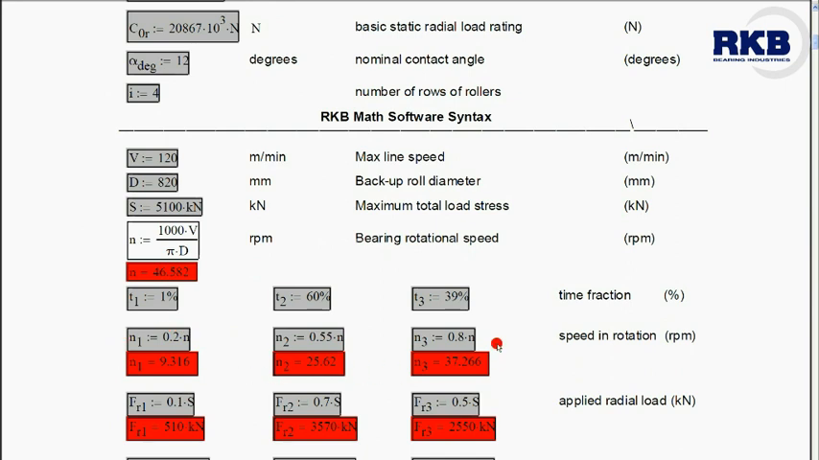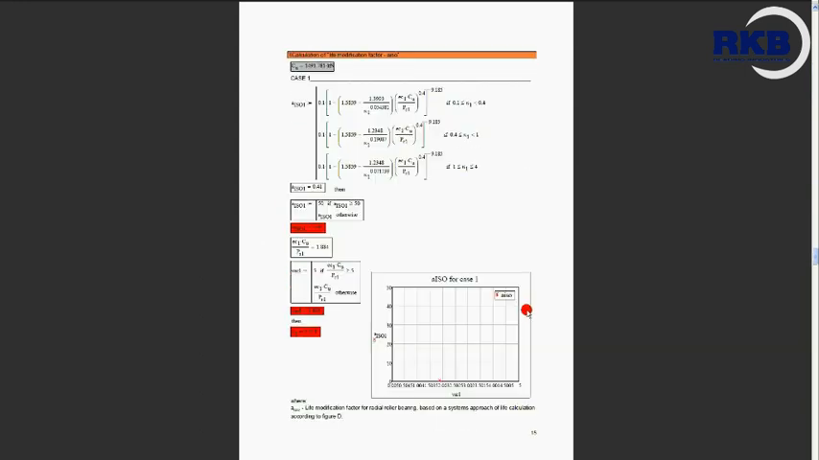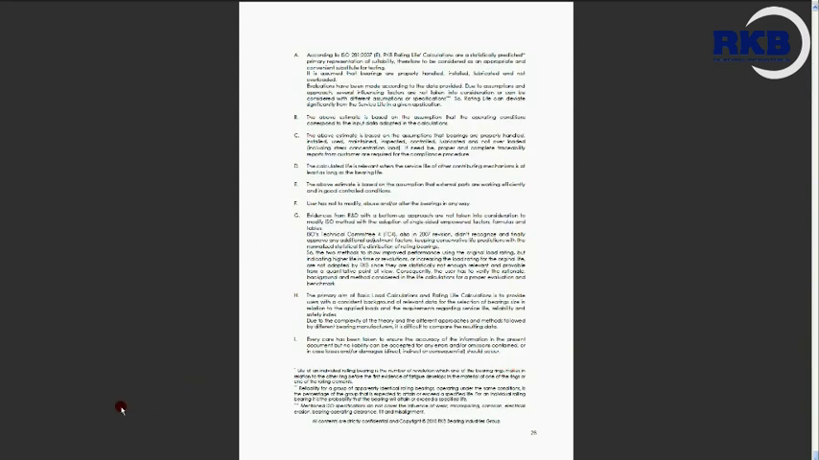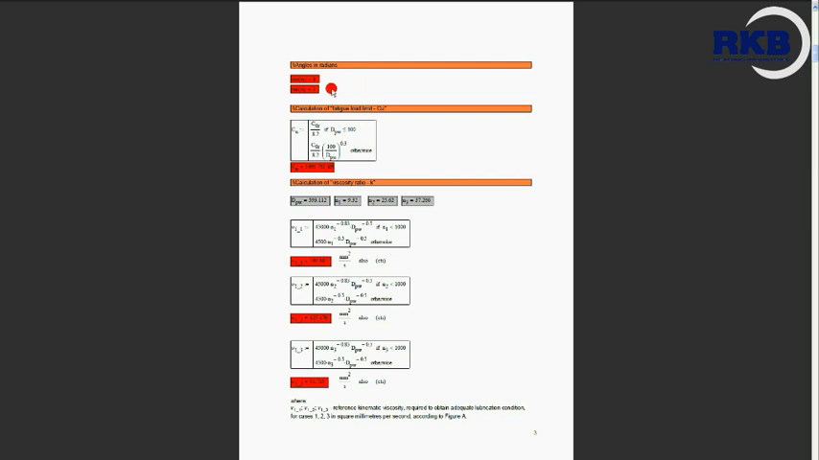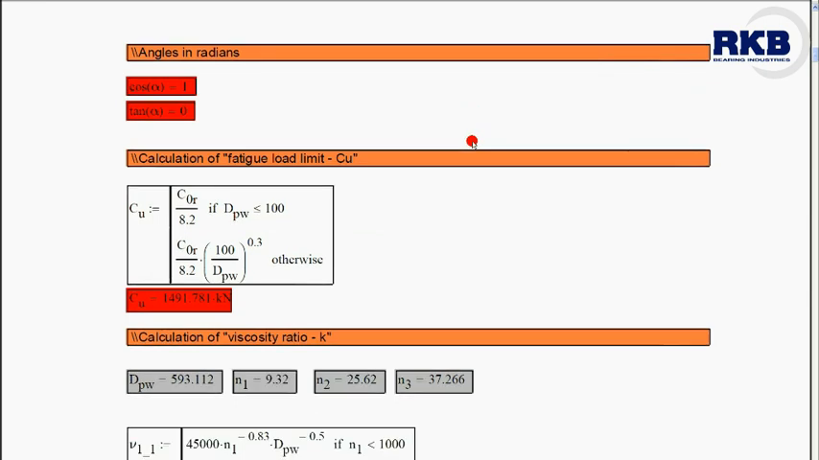The next 22 pages of the report contain the explicit calculations based on the ISO method, following the variable operating conditions. The fatigue load limit, CU, is computed according to ISO 281 and is defined as the load below which, under laboratory conditions, no fatigue occurs in the material, or the load at which the fatigue stress limit just reached the most heavily loaded raceway contact. This load depends on the pitch diameter of the rolling elements and the basic static load rating.